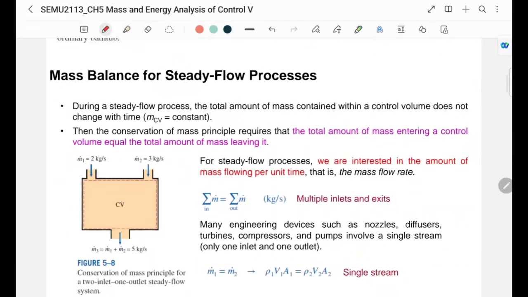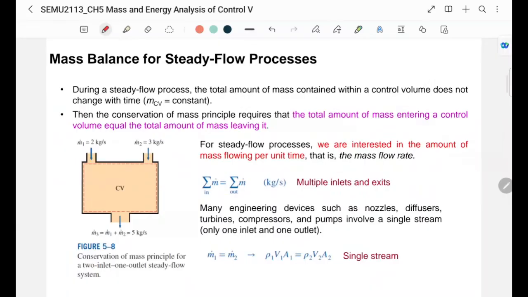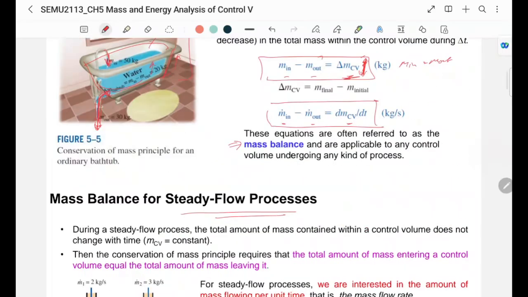Then we talk about steady flow process or steady flow system. Steady flow basically means the parameter derivative over dt equals 0, and the parameter can be any parameter. In this case, it can be the mass. So for a steady flow system, dm control volume over dt must be equal to 0. That's how we define a steady flow system.